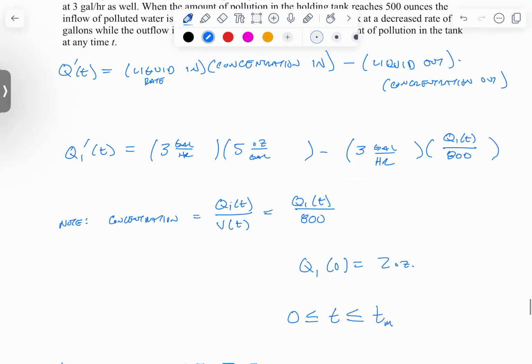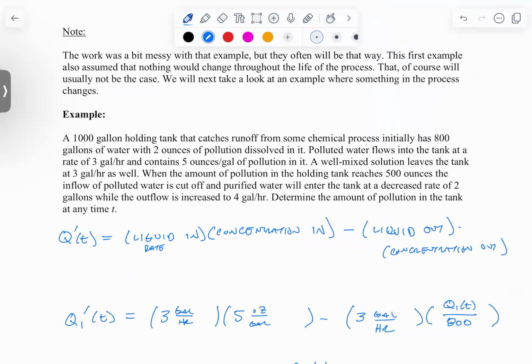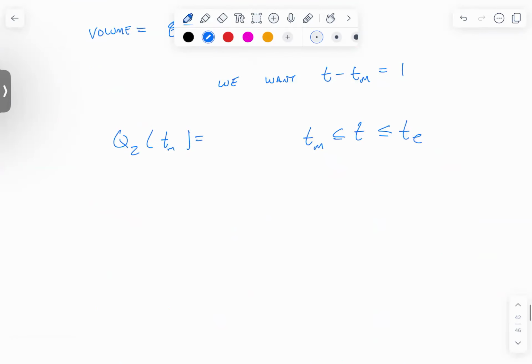All right, one last little process. So Q2 of TM has how much? Equals what? It's not volume. Remember what Q is. Q is the pollution amount, which means it actually starts at 500 ounces. Our first process started at 2 ounces, Q of 0 equals 2. That's a super nice one. The second one is some unknown time that starts at 500 ounces.